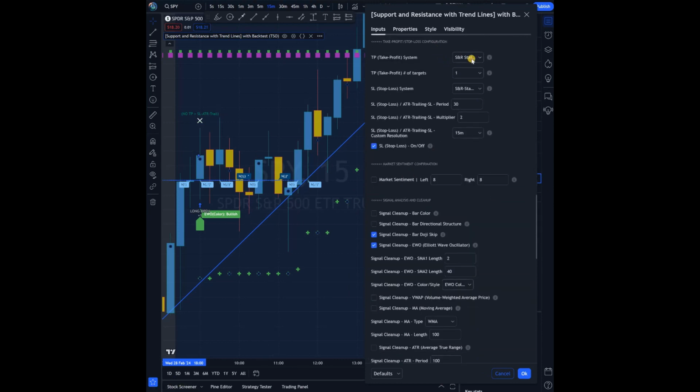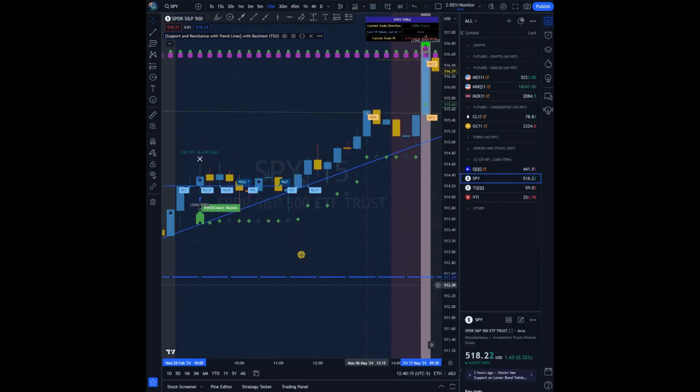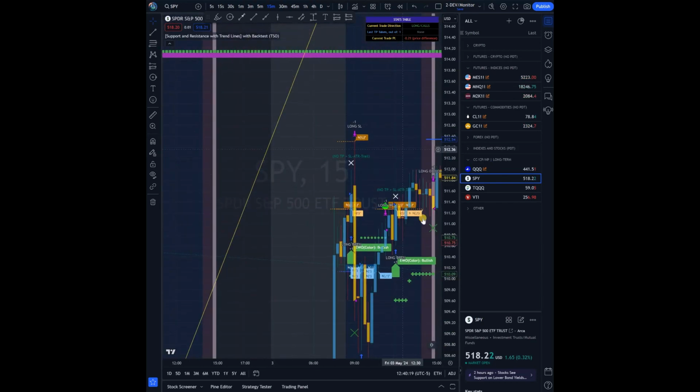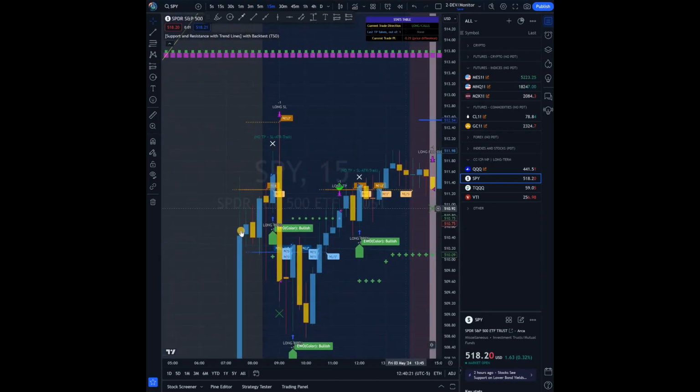So let's move to the take profit system. By default, it's going to be set to SNR current, historical, static levels, which I'll show you here, for example.